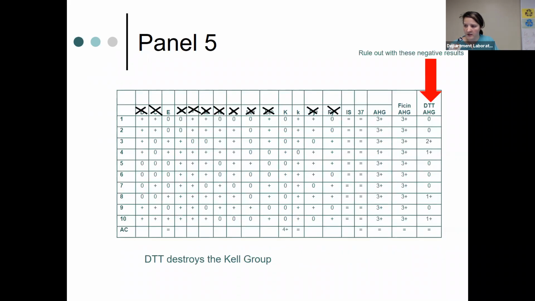Now, Aaron, to answer your question, should you do check cells after the TT treatment? You should probably check cells on all of these negative reactions. Remember, the check cells don't correlate to any of the antigens. Check cells will just confirm that this is indeed a true negative result.